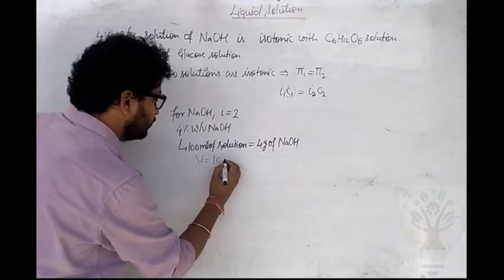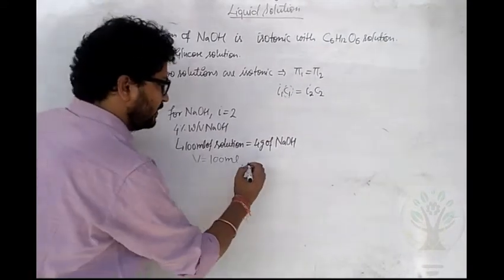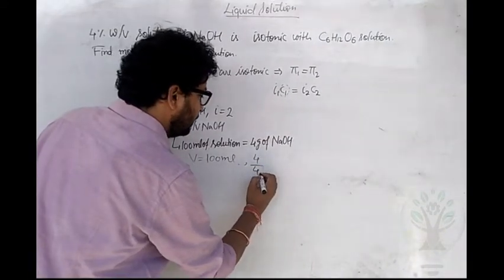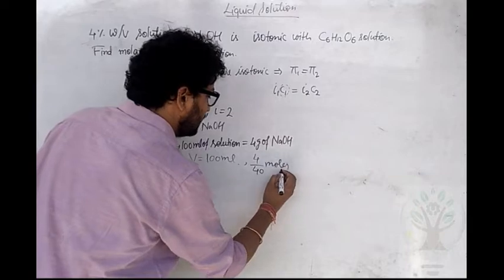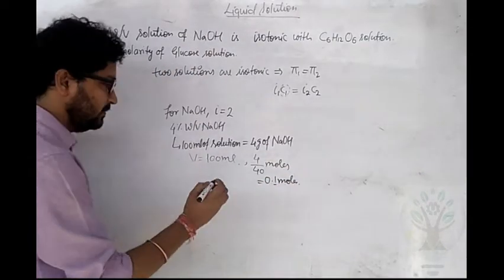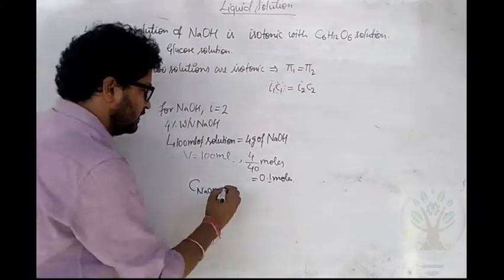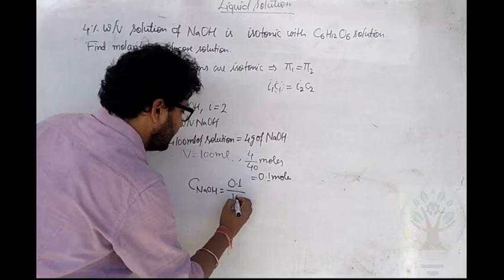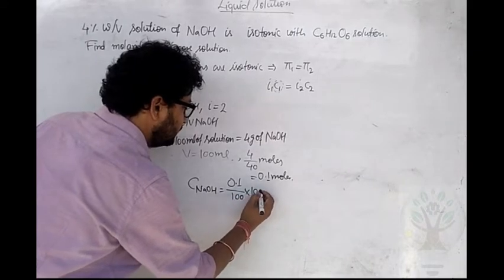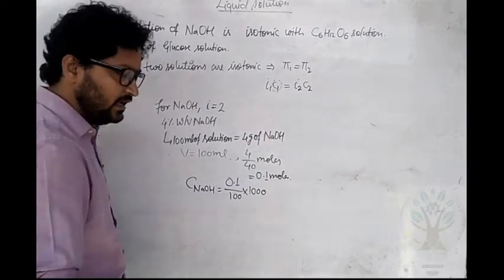I know volume of this solution is 100 ml. I know weight of solute is 4 gram. 4 gram means how many moles? 4 upon 40 moles, means 0.1 moles. So what will be the value of C for NaOH? C means molarity. It will be 0.1 divided by 100 multiplied by 1000. This is the formula for molarity: moles of solute upon volume of solution multiplied by 1000.